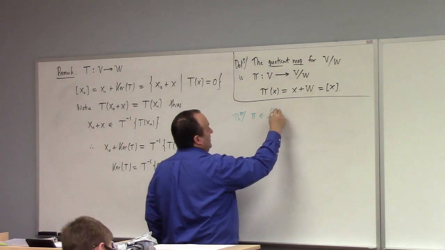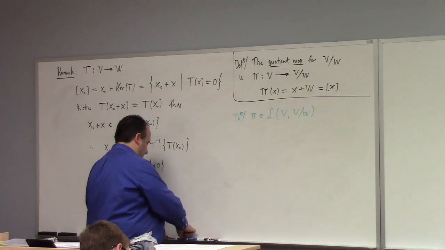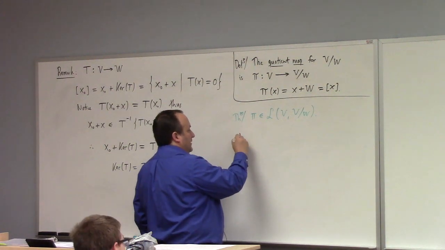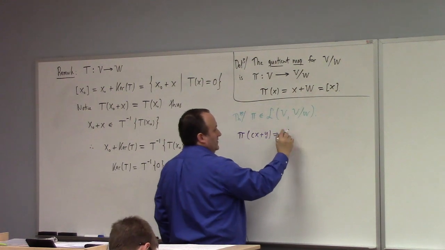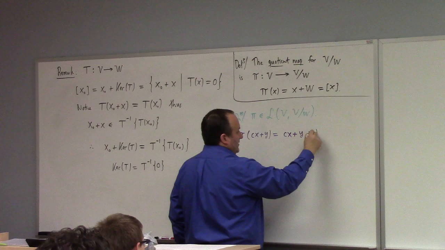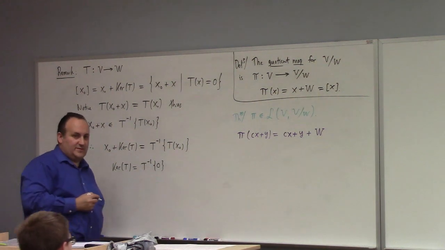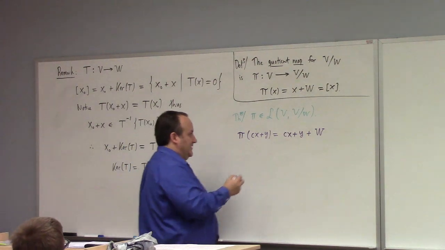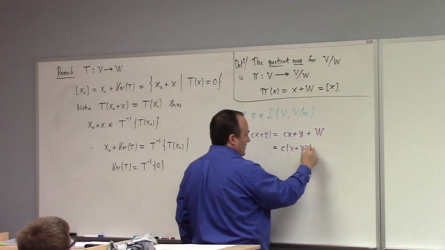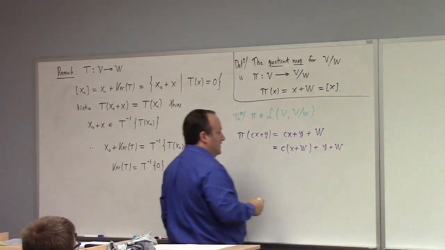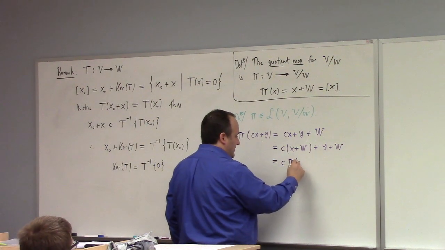Pi is a linear transformation from V to the quotient. So let's check that out. We have pi of cx plus y is cx plus y plus W. I'll use the coset notation to make the proof look harder. If I use the bracket notation, it would make it look too easy. So this is c times x plus W plus y plus W by the definition of addition on the quotient vector space, but that is nothing more than c times pi of x plus pi of y.